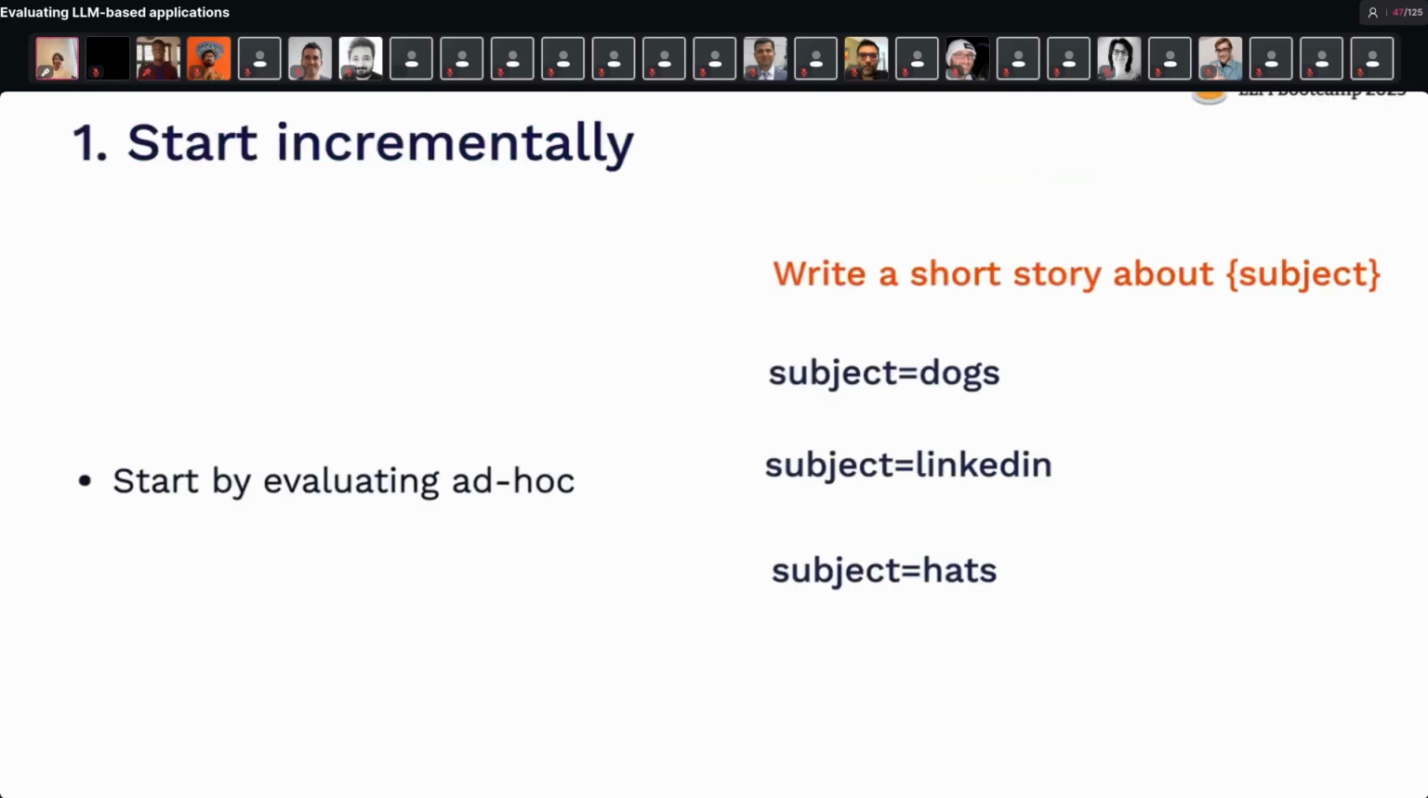So starting incrementally. Usually when I'm starting out a new LLM project, I'll start by just evaluating the model in an ad hoc way. So if I was writing a prompt to try to get a model to write a short story about different subjects, I might try out a few different subjects in this prompt. Like I might try to have it write a short story about dogs or LinkedIn or hats.